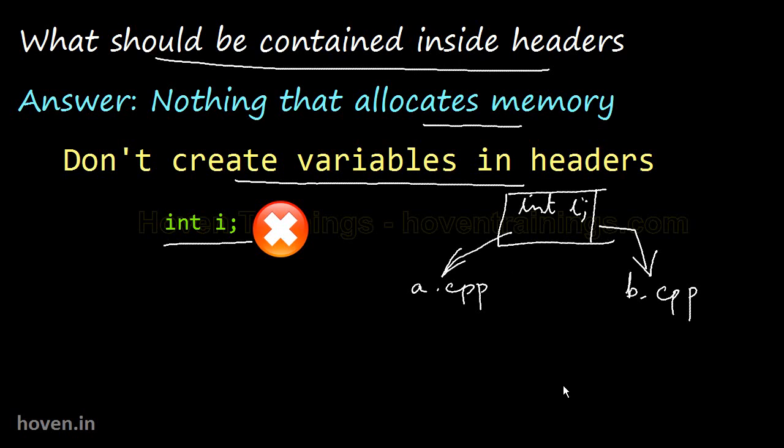What will happen? In the same project, there will be two int i, one appearing in a.cpp and the second appearing in b.cpp. These two global ints will cause a multiple definition error, a linker error.